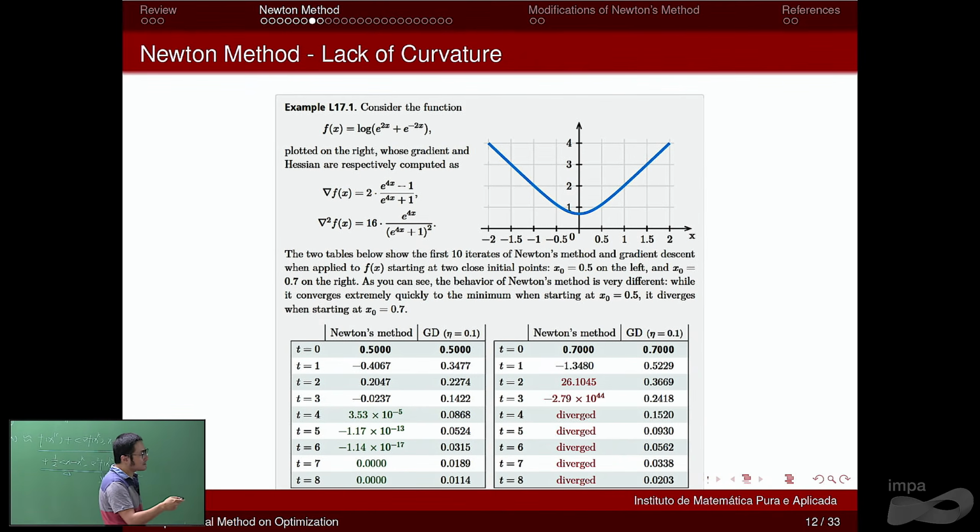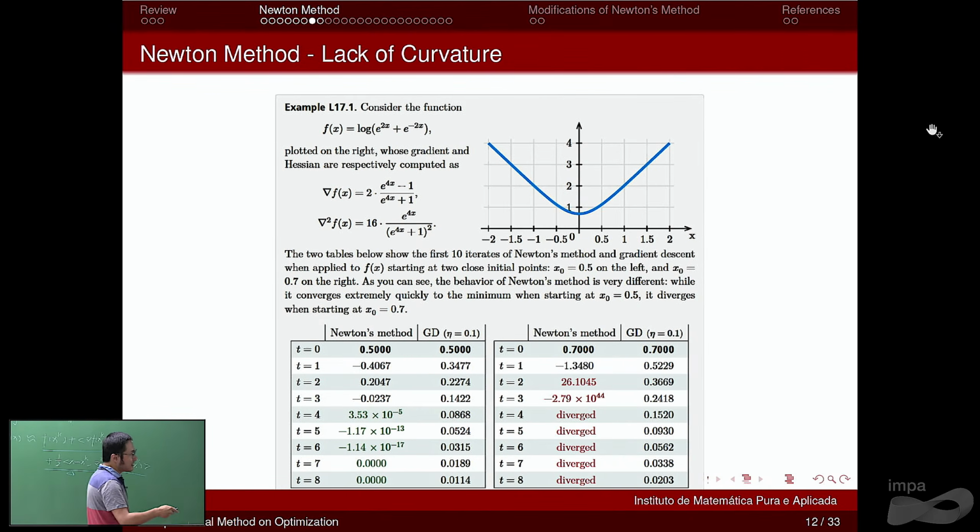The experiments here are like this. We have two initial points, x0 equal to 0.5 and another, 0.7. The author tests both Newton's method and the gradient descent method, here with a fixed step size of 0.1. The first table is with the initial point x0 equal to 0.5, and the right-side table is the initial point x0 equal to 0.7.